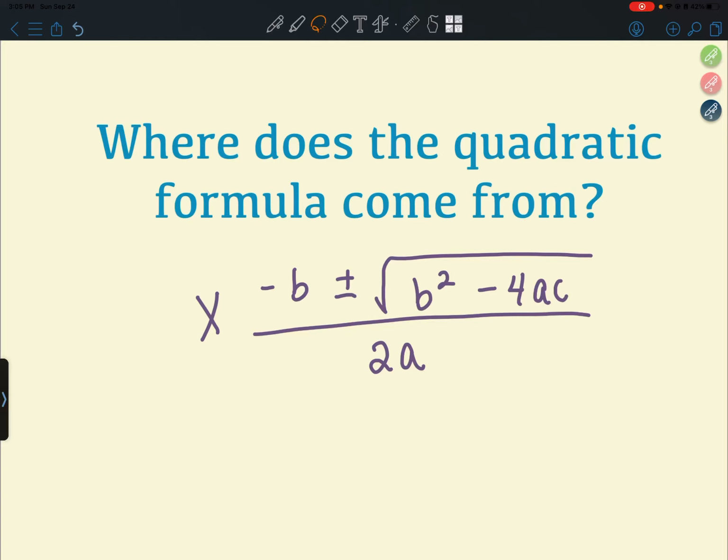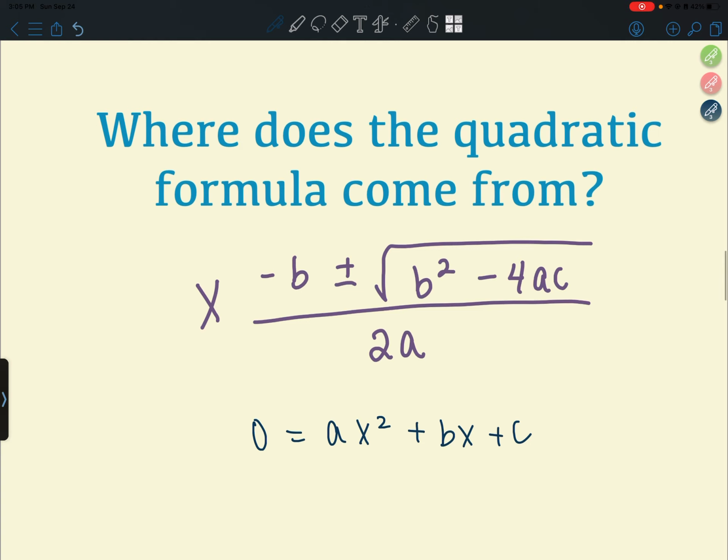Today we'll be deriving the quadratic formula. So this is a formula we use a lot, right? It's to find x whenever we have a form of 0 equals ax squared plus bx plus c. So let's start with that when we're deriving this.